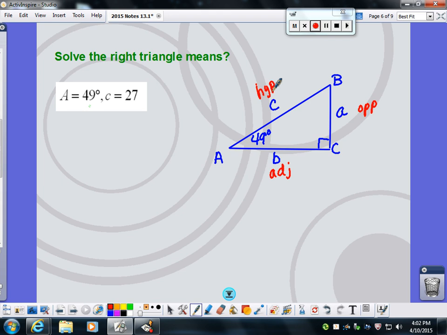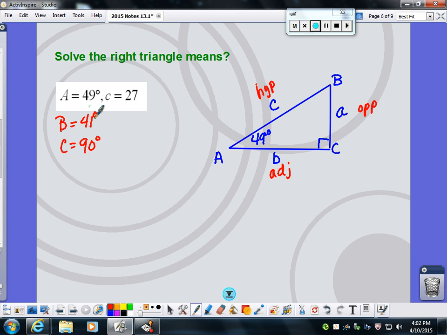All right, so let's find our angles first. Those are the easy ones. Hopefully from geometry again, the sum of the angles of a triangle is going to be 180 degrees. We already have angle A. Angle B we need to find, and angle C is 90 degrees. Since C is 90 degrees, that means A plus B must equal 90 degrees. So that's going to leave 41 degrees for angle B. So finding the angles is easy.